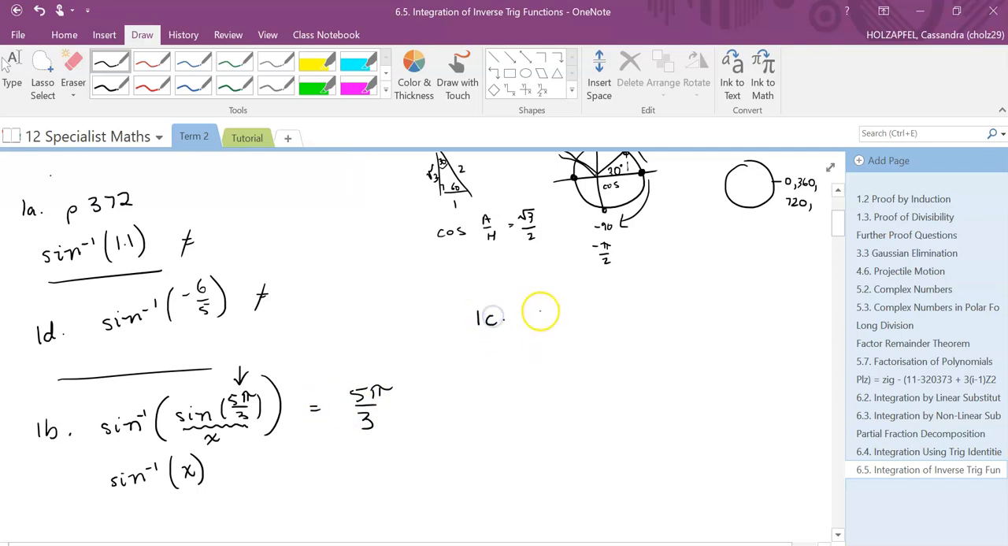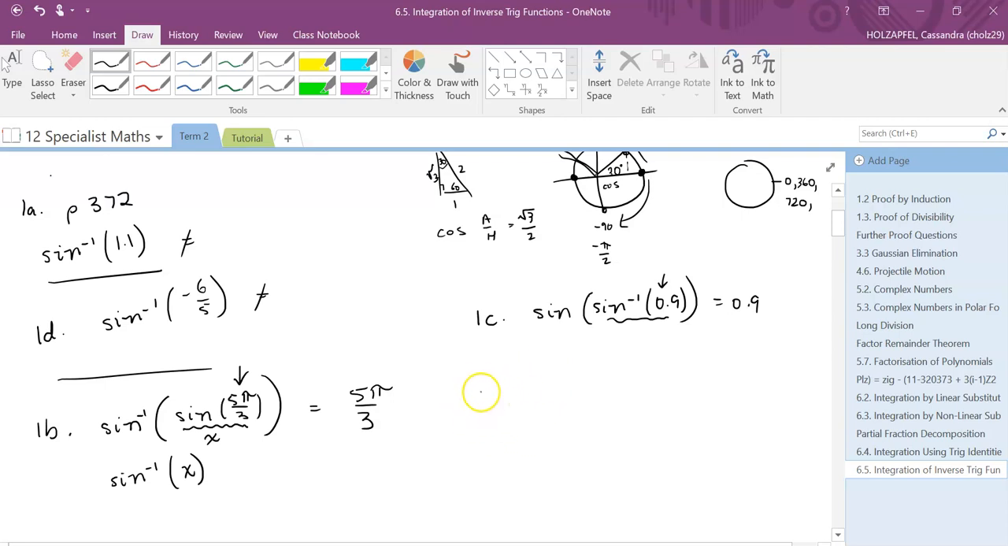Let's do 1C. So if we did sine of the inverse of sine of 0.9, now this one will have a solution because this is asking me what's the angle that's going to give me a value of 0.9. And then I would substitute in that angle to give me the side length. So this is just going to be the same thing, 0.9. Very simple. Let's do one more of those.